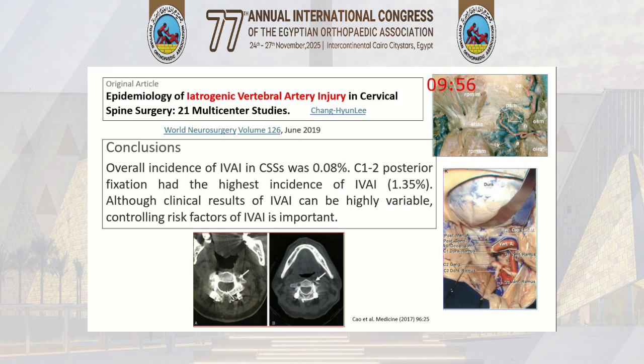The overall incidence of iatrogenic vertebral artery injury is actually very low, 0.08%, but it's mainly in C1, C2 posterior fixation, where it's almost 1.5%. So you have to be very careful. When you look at these X-rays, you know that all cervical spine surgeons are crazy. You are trying to put a screw in this very narrow pedicle, and the vertebral artery is just there, and you want to go home safely. No, you will not. You have to be very careful.